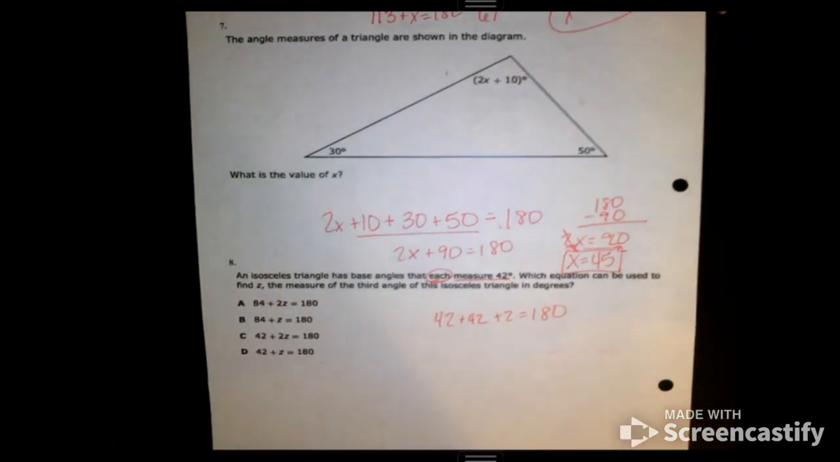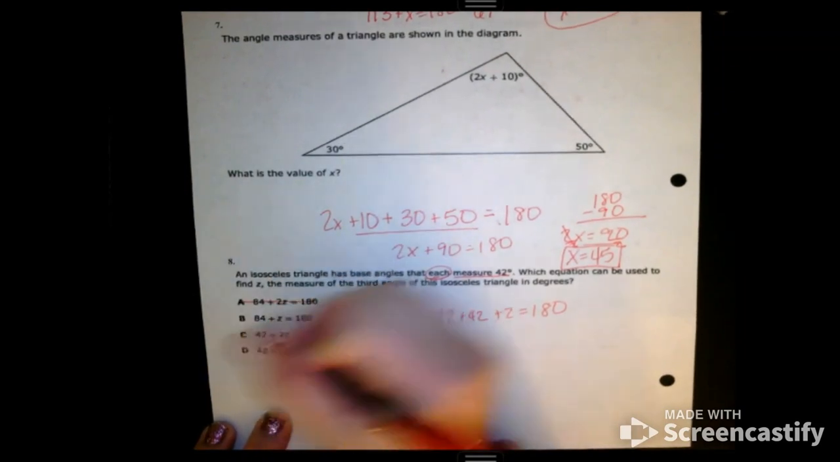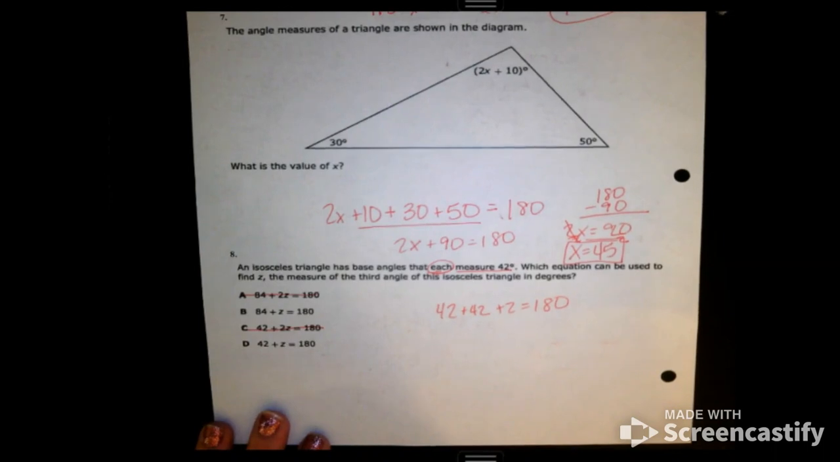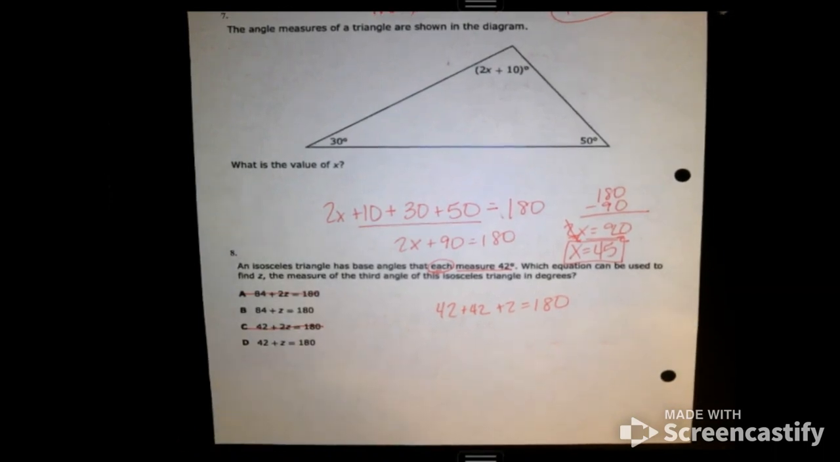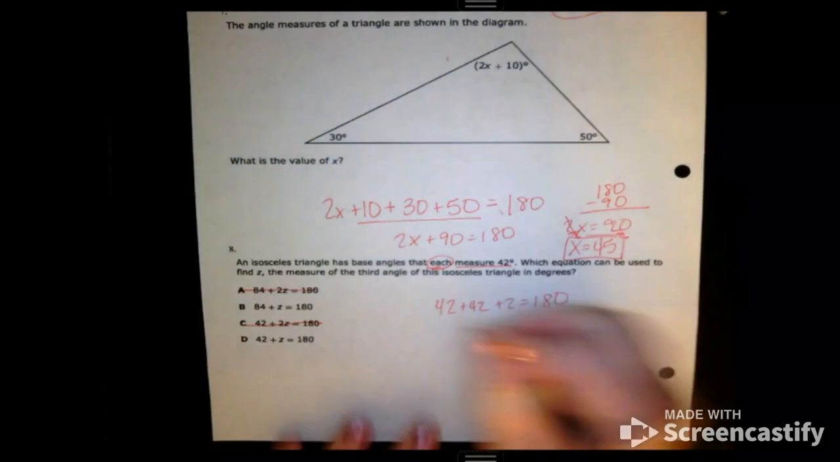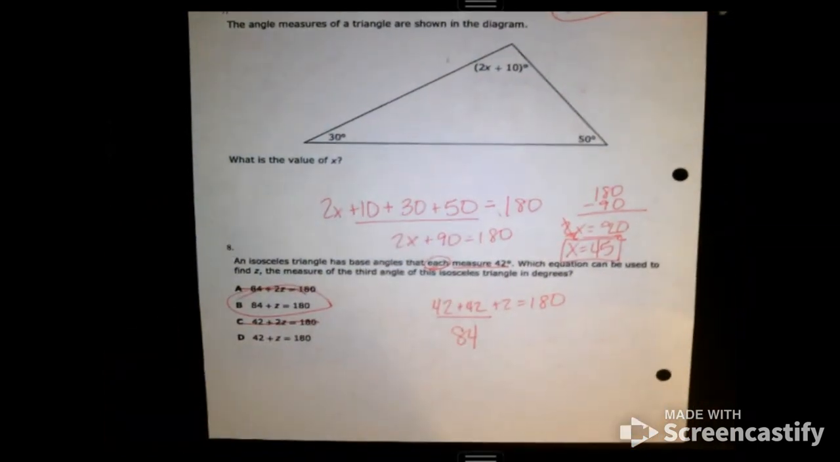Now look at my answer choices. Is that an option? No, but could I eliminate 2 right away? I don't have a 2 with my z. So A and C. Okay, what is the difference between B and D? Well, they added 42. And if I ignored my answer choices, what would I do first? Add them, which gives me 84. Time for the homework. Not too bad.